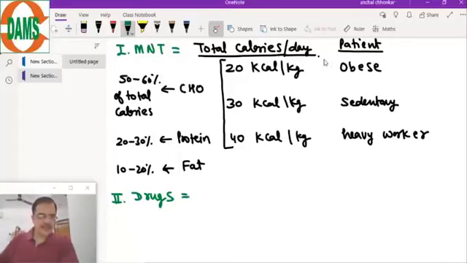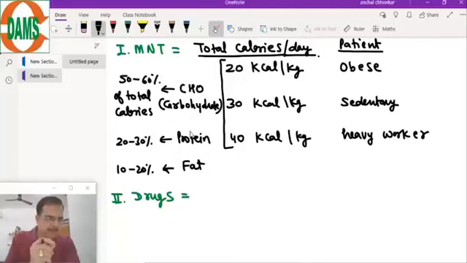Now CHO is carbohydrate, and basically we provide the complex carbohydrates. Complex carbohydrates release their sugar slowly, so complex carbohydrates are mainly given.